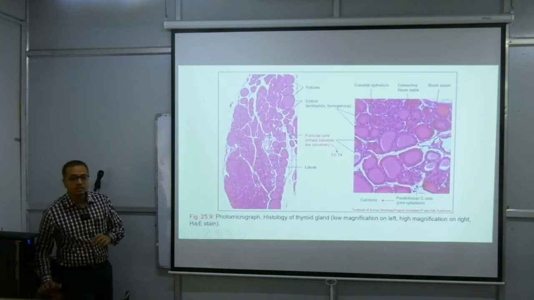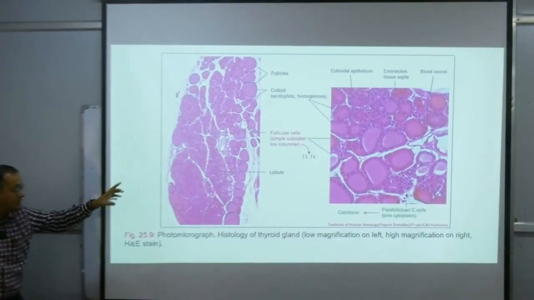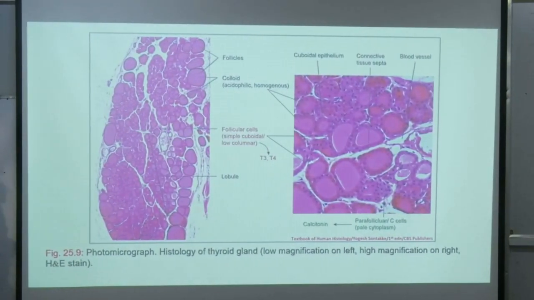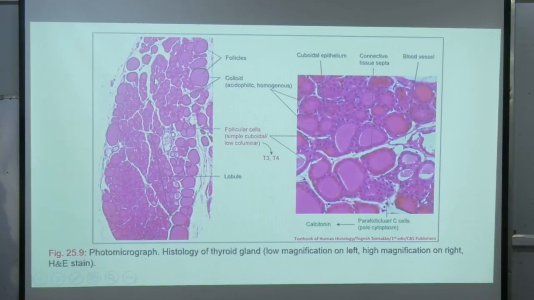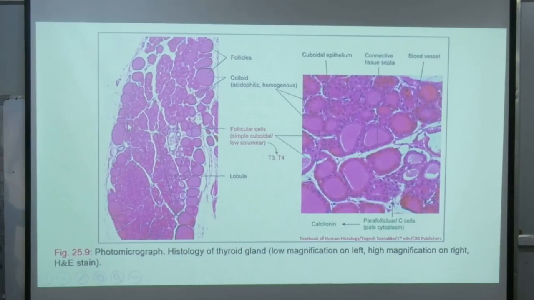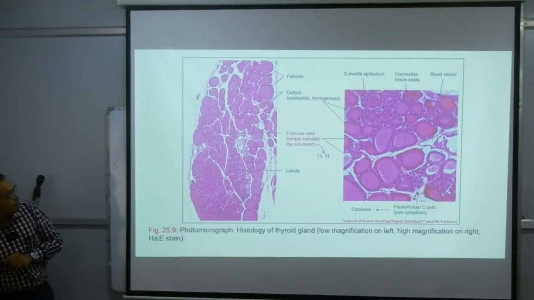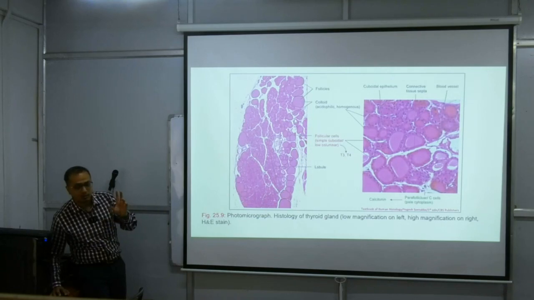Now, this is how a normal thyroid gland should look. We have to train our eyes. This is the normal zoom, the normal magnification. We have the capsule present outside. This capsule penetrates inside as trabeculae and creates small lobes, which may be complete or incomplete lobes or lobules. Within these lobules, we may see blood vessels penetrating through in cross sections.